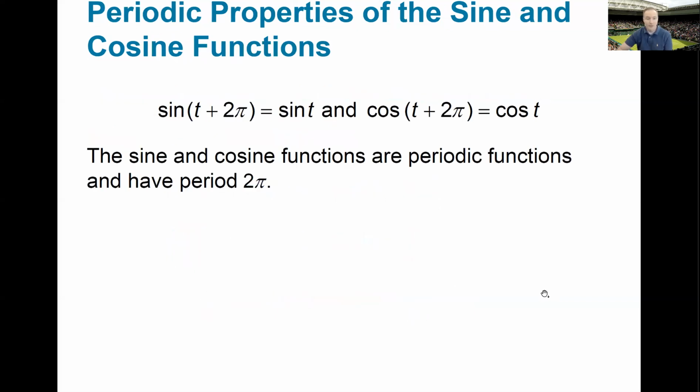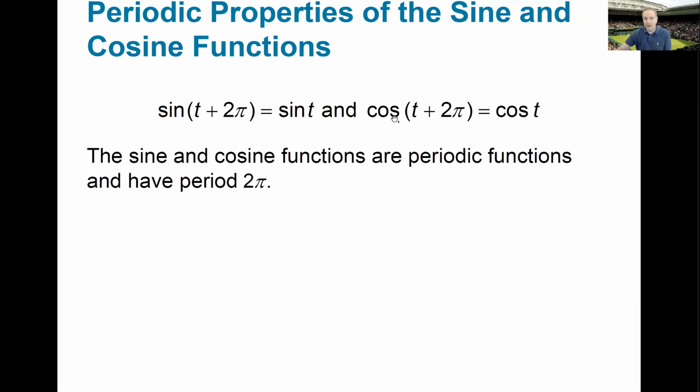Now, periodic properties. Because these angles between 0 and 360 or 0 and 2 pi, they merely just keep on repeating and repeating. Our sine and cosine functions repeat their graphs. And I can say the sine of t plus 2 pi is always going to equal the sine of t. This is showing me that the sine function has a period of 2 pi radians. Whether I'm talking about the sine of 0, the sine of 2 pi, the sine of 4 pi, the sine of 6 pi, I can keep on adding 2 pi as many times as I want. It's going to keep on going back to the sine of 0, which is 0.